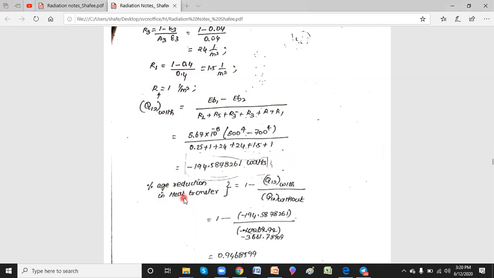Now you just see, previously it was around 3661. Now it's 194. See, there is a huge reduction in the radiation heat transfer. So what is the percentage reduction, as I have to give this solution? It is 1 minus Q12 with shield by Q12 without shield. Now just keep the values. So with shield, how much did I get? 194. That is the numerator.